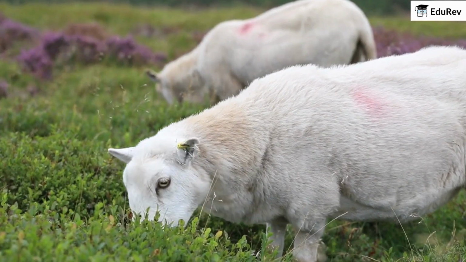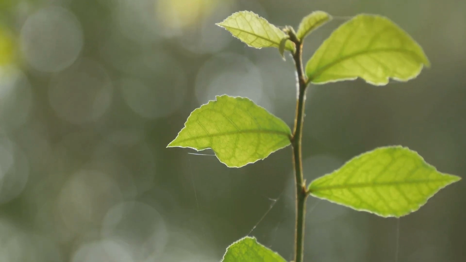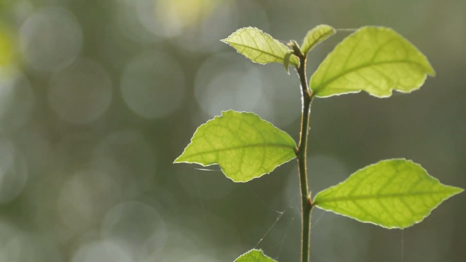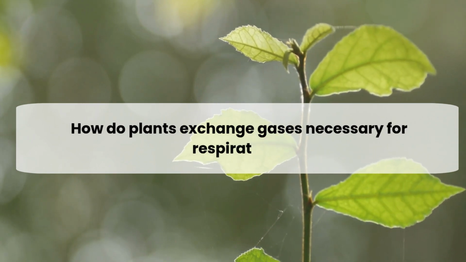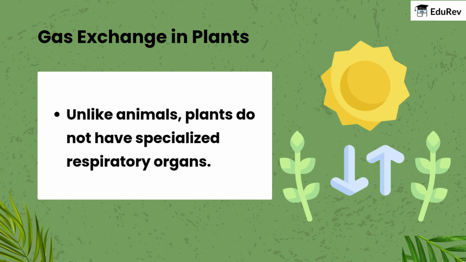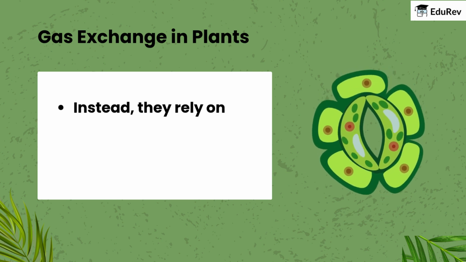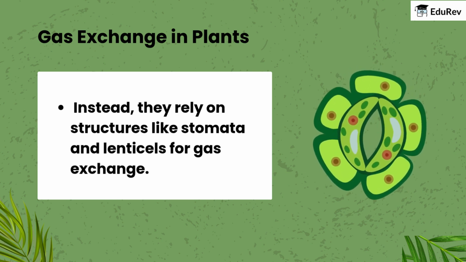Now, we know that plants do not move or breathe like animals. So a natural question arises. How do plants exchange gases necessary for respiration? Unlike animals, plants do not have specialized respiratory organs. Instead, they rely on structures like stomata and lenticels for gas exchange.